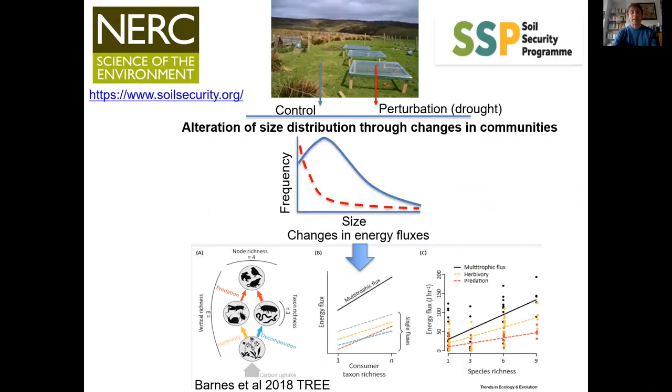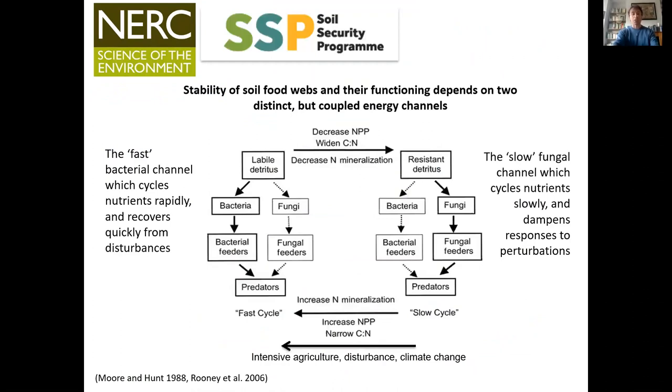So an example of how this works in our systems in the soil: it is now well established that you have two main energy channels. You can basically conceptualize the whole soil food web into two main energy channels. This is a bit debated, but it's pretty much acknowledged now. And you have a bacterial one and a fungal one. This is particularly true in grassland systems.